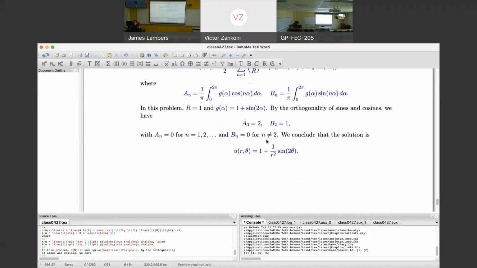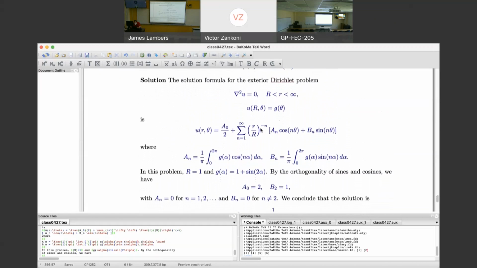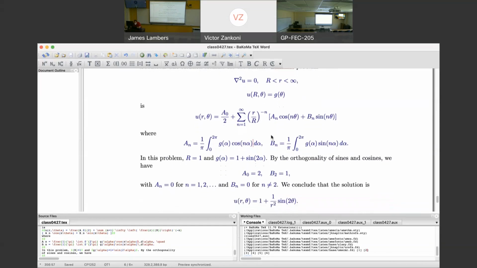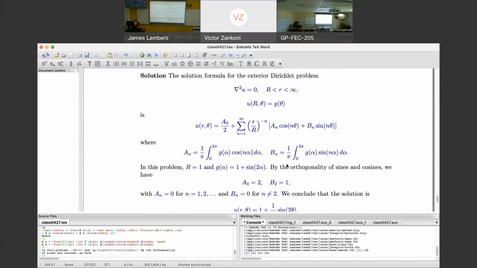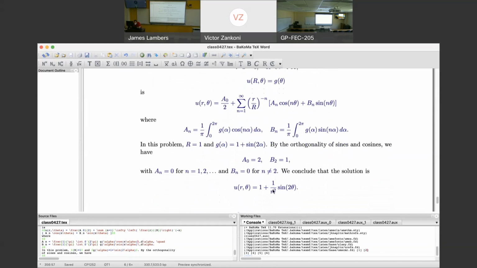Actually, you can sort of see that here in the solution formula. That's not multiplied by anything that's a function of r. It's these terms that are multiplied by something involving r. So with the B2 equal to 1, for the sine 2 theta term, we're multiplied by r to the minus 2.